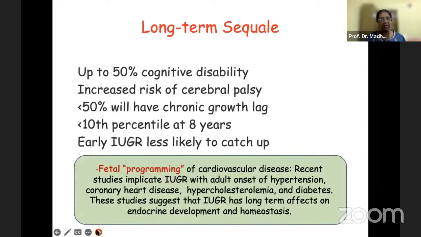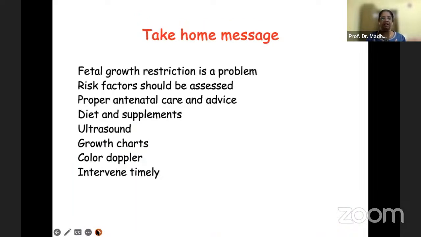The long-term sequelae, yes, we are all worried about it. Up to 50% have cognitive disability, with an increased risk of cerebral palsy. Less than 50% will have a chronic growth lag, and less than 10% at the current ages. There's something called fetal programming, which has come up now. These babies seem to have an increased risk of metabolic syndrome, hypercholesterolemia, diabetes, and heart disease. So IUGR has long-term effects which we are aware of.